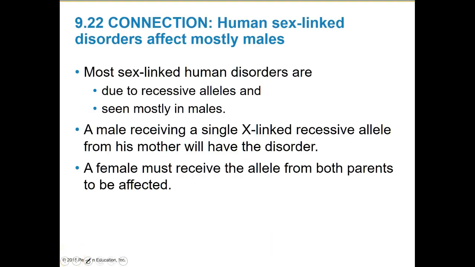So most sex-linked human disorders are due to recessive alleles and seen mostly in males. Because as we showed with the last one, it actually takes the female being a carrier and the male exhibiting the trait for those things to work together. So a male receiving a single X-linked recessive allele from his mother will have the disorder. A female must receive the allele from both parents to be affected. That's why we see most of these things in males.